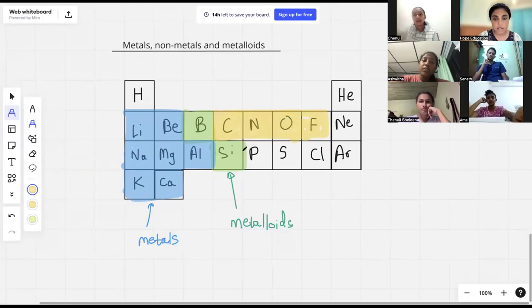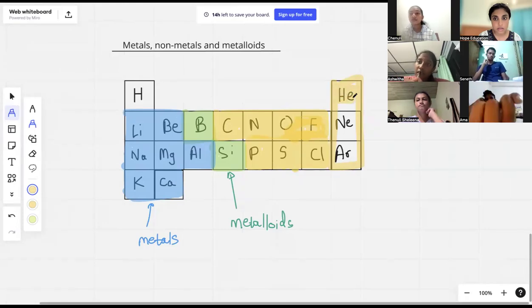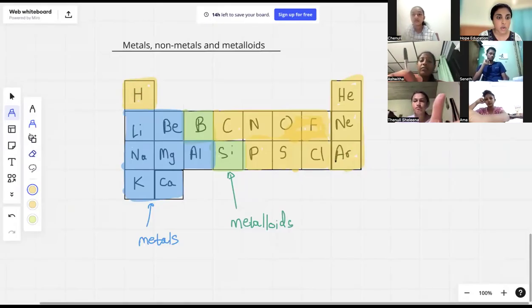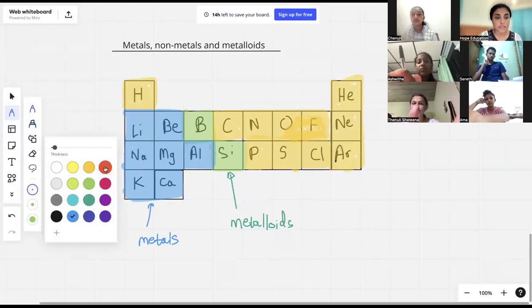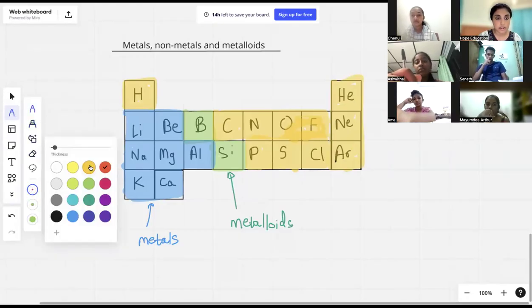Then we have phosphorus, sulfur, chlorine, hydrogen, and also, yes, we have the noble gases, okay? Noble gases are also non-metals. On this side, we have hydrogen. So in a set we call them non-metals, right?